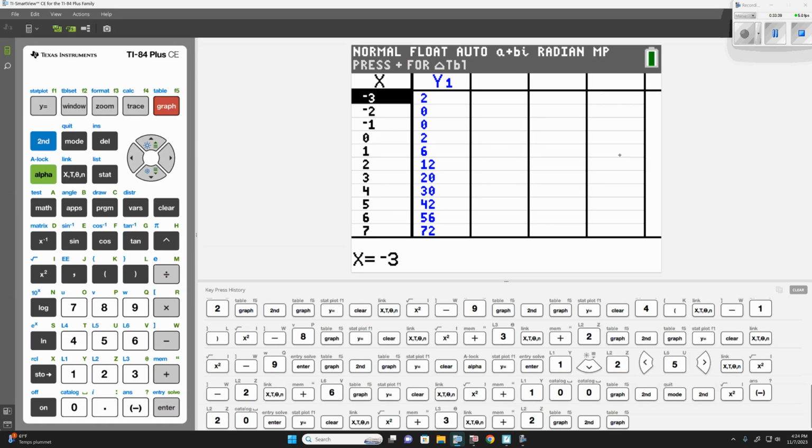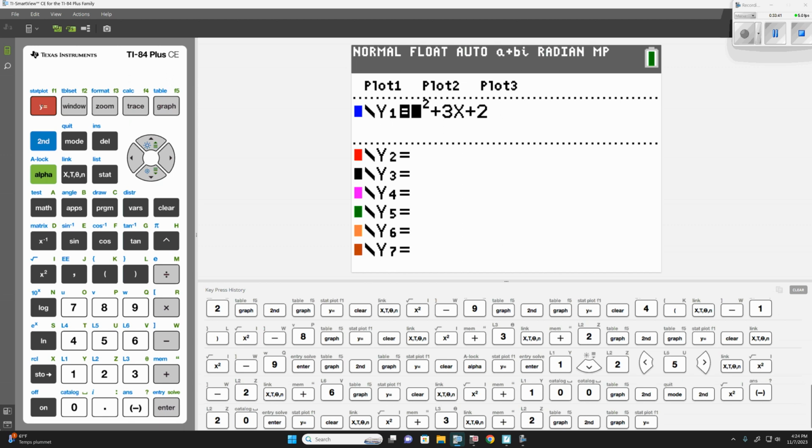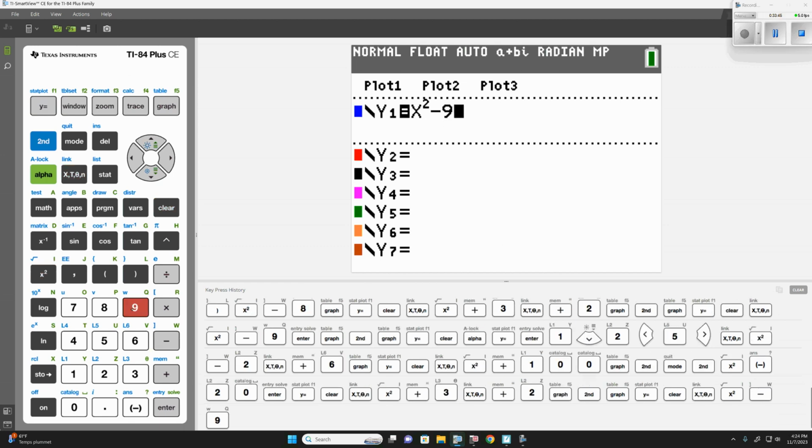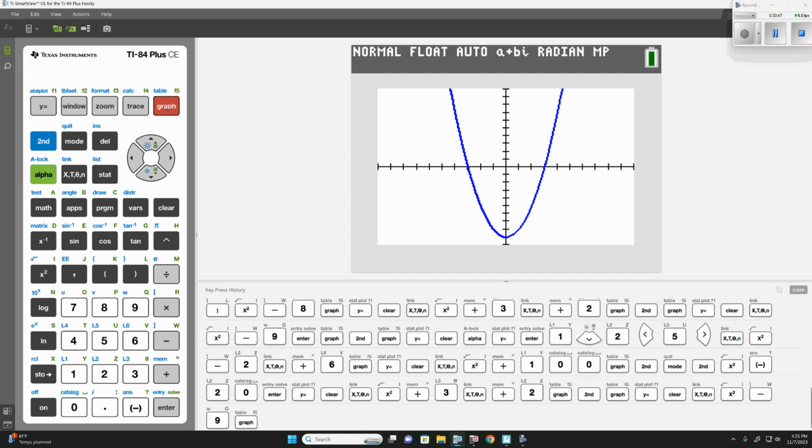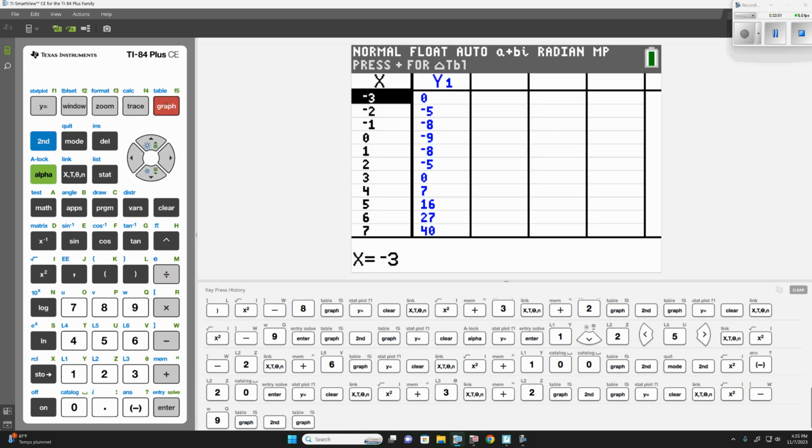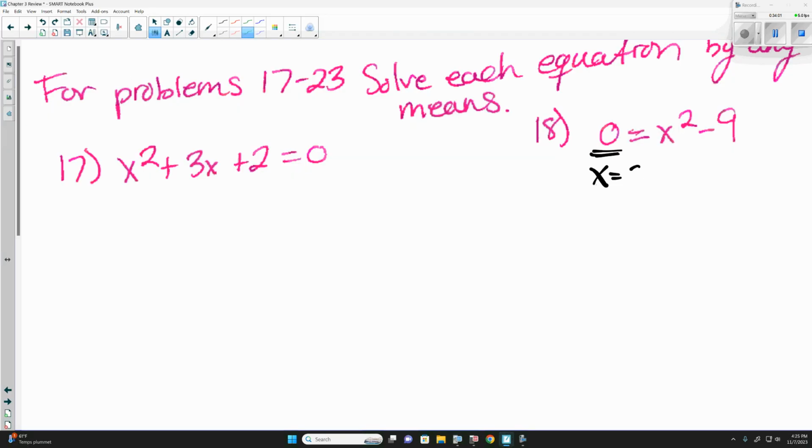So we can grab the graphing calculator, hit y equals, clear that out, say x squared minus 9, graph. We do see that it crosses the x-axis in 2 places. We can say second table, get a little bit better look at it. There are 2 values of x that make the y value be 0. One of them is negative 3, and the other is 3. So we have 3 and negative 3, which is the same thing we had with the square root method.